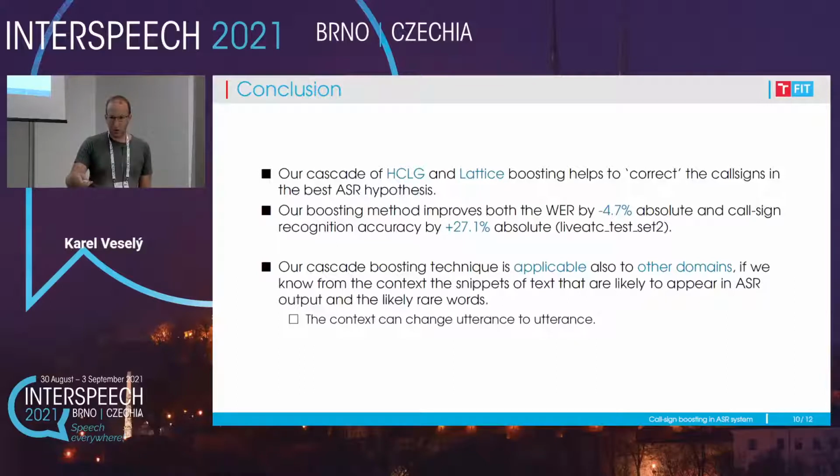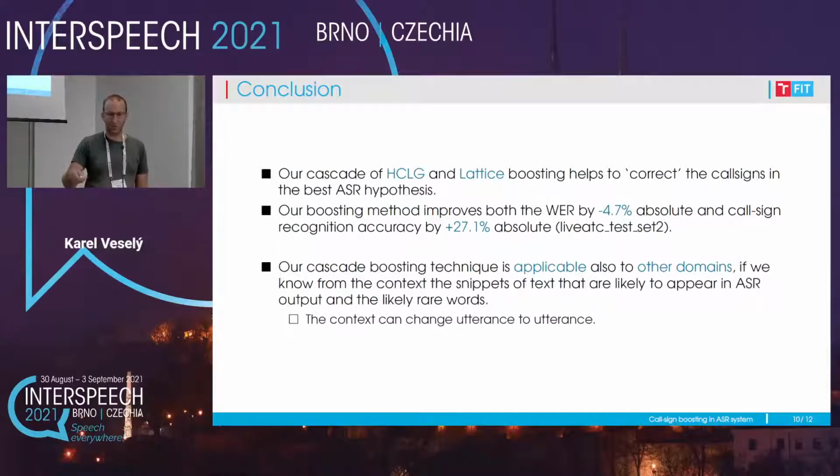So to conclude, it works. This combination of HCLG and lattice boosting helps to correct the call signs in the best ASR hypothesis. We got word error rate and call sign recognition accuracy improvements, and this is a generic method.